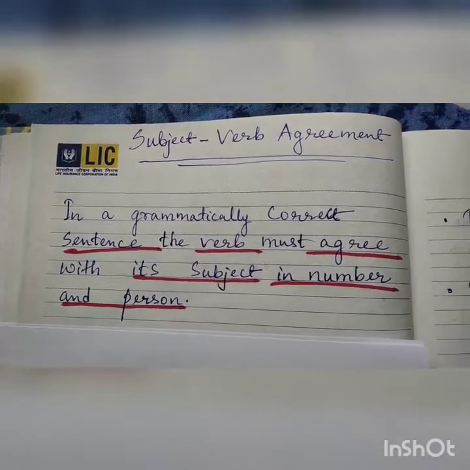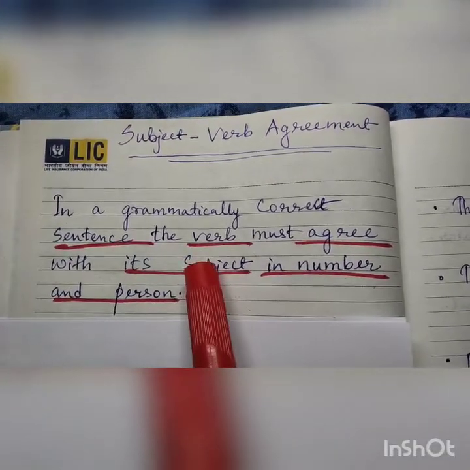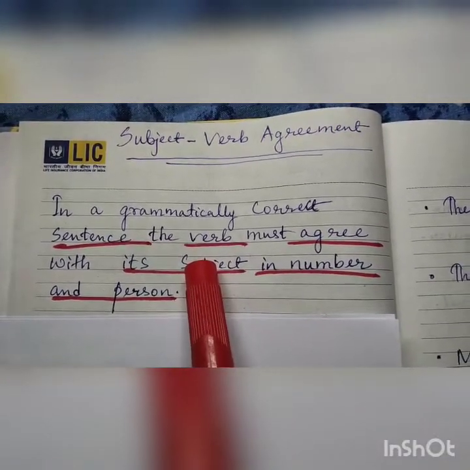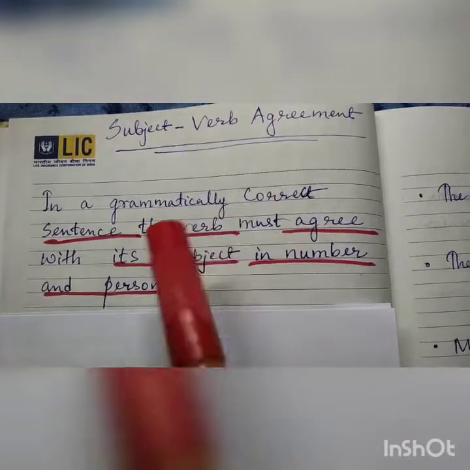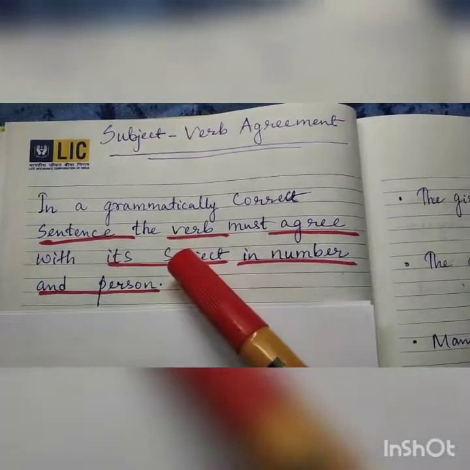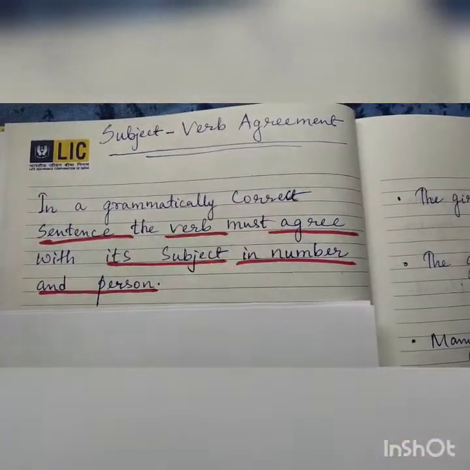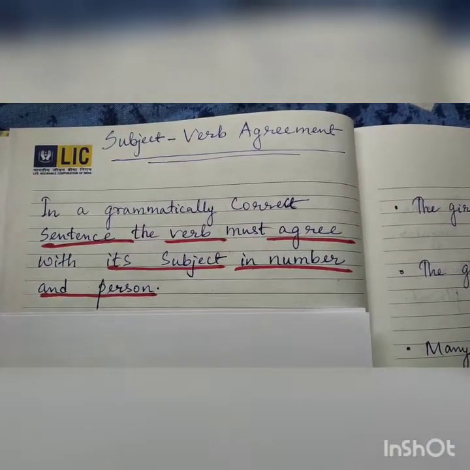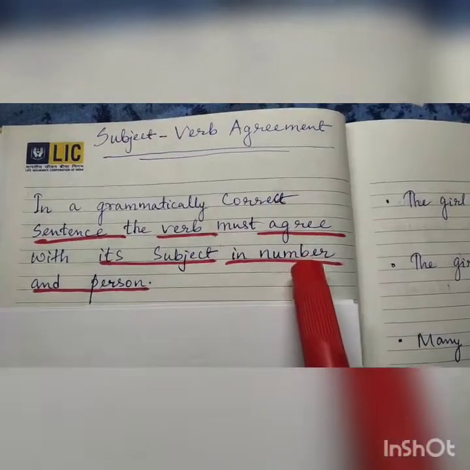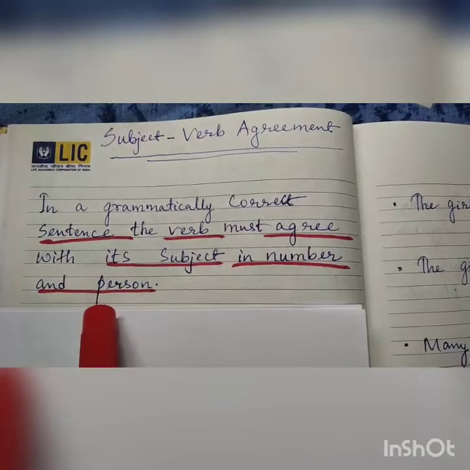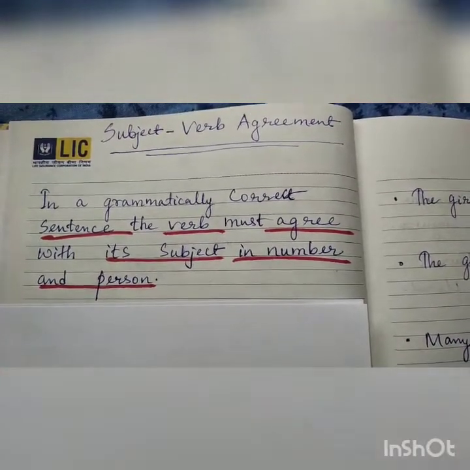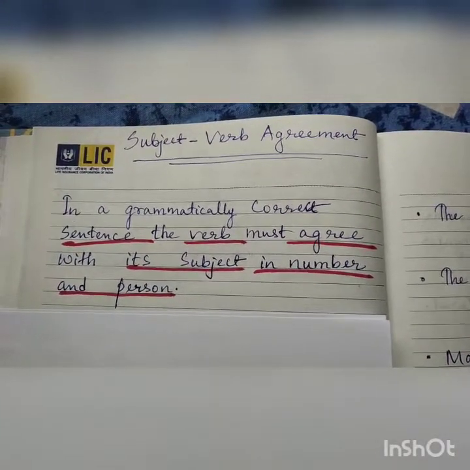So it is not enough to have a subject and the verb in a sentence. The subject and the verb need to agree with each other. In what terms? In number and in person. Okay?